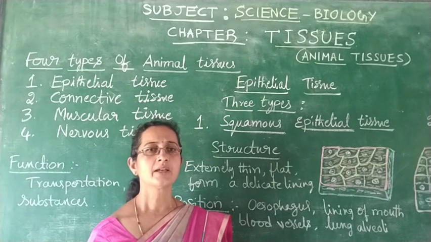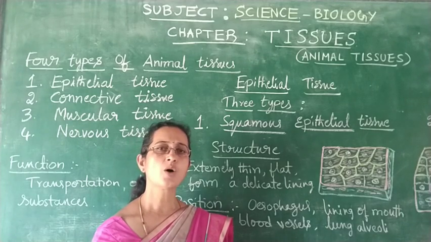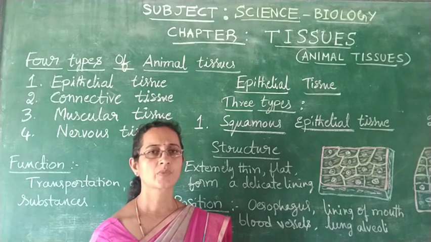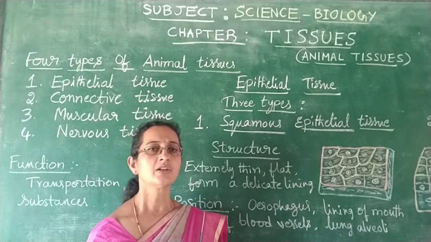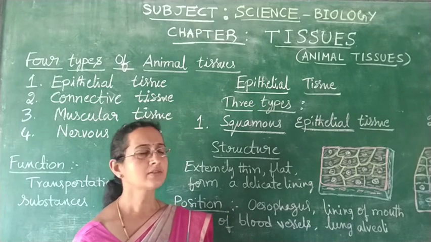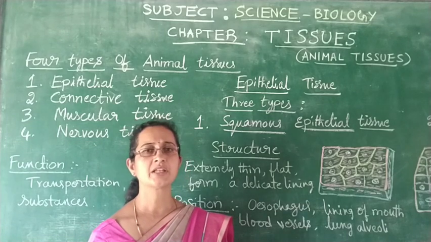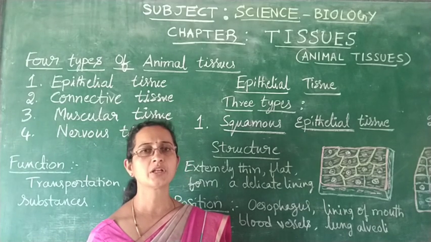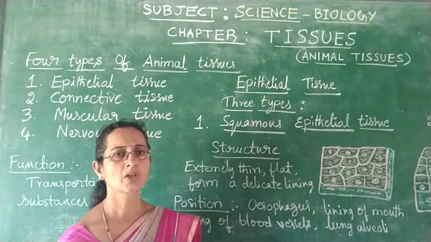It helps in the exchange of substances between the body and its outer environment. So this epithelial tissue forms a barrier between different organ systems of the body. There are 3 types of epithelial tissues, namely squamous epithelial tissue, cuboidal epithelial tissue and columnar epithelial tissue.